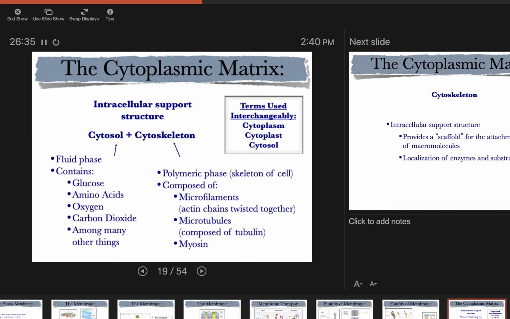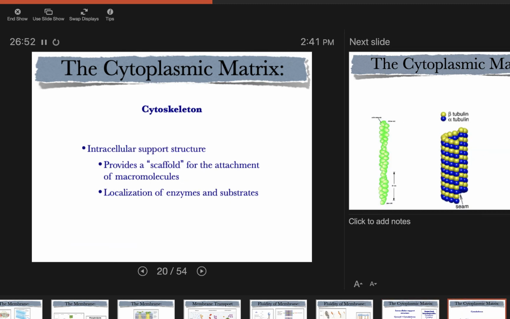You have microtubules, which are composed of a protein called tubulin. We'll look at that in a second. And then actin's famous counterpart, myosin, right? Not just in muscle cells, but it's in high amounts in muscle cells. And they make that intracellular support structure.